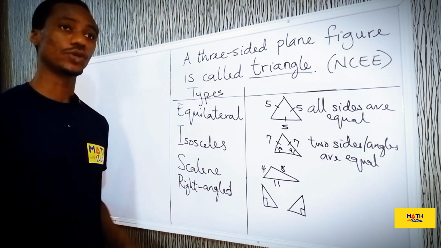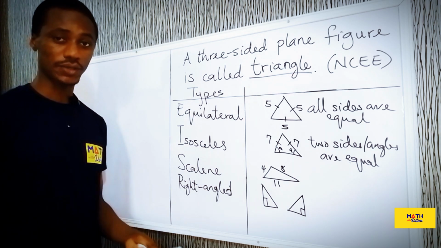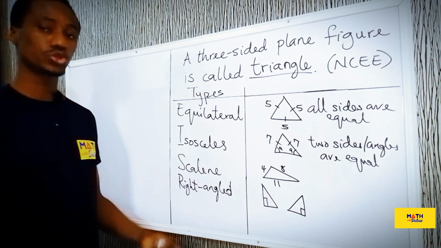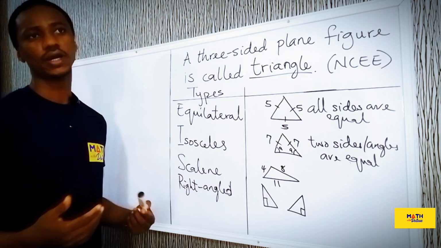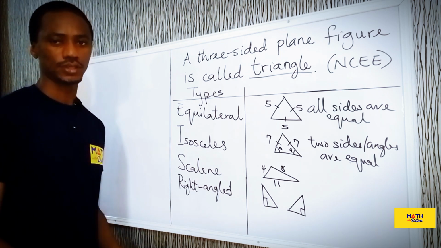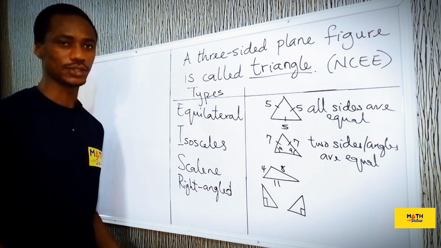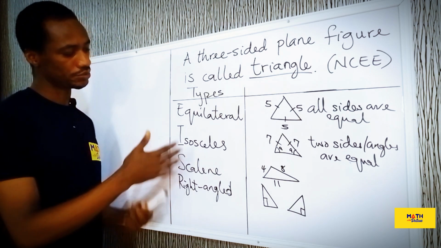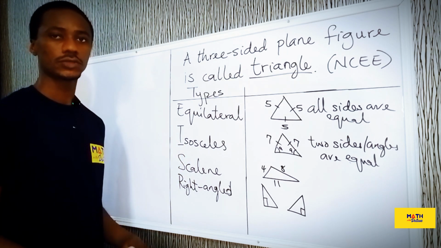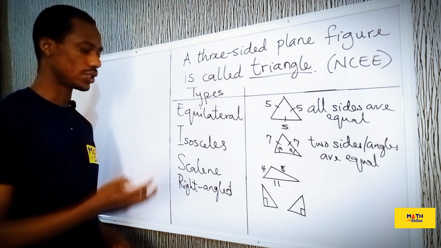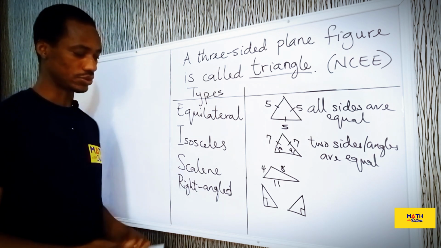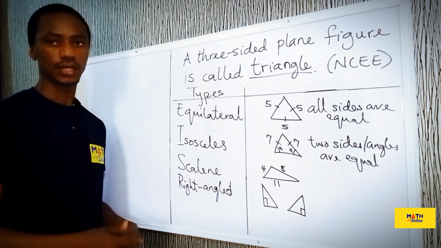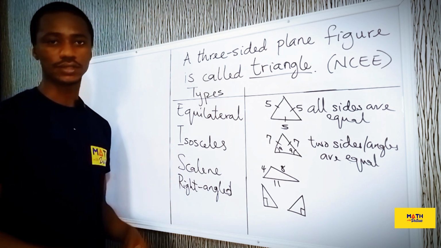There are other ways you can describe triangles. You can call it an obtuse triangle if it has an obtuse angle in it. Some even say acute triangle because the triangle has acute angles in it. But these are the major types of triangle: the equilateral triangle, the isosceles triangle, the scalene triangle, the right-angled triangle, and like I said, you could also have other categories.